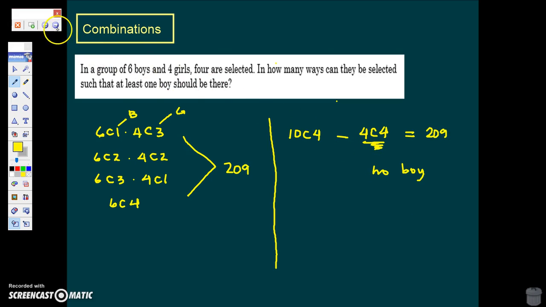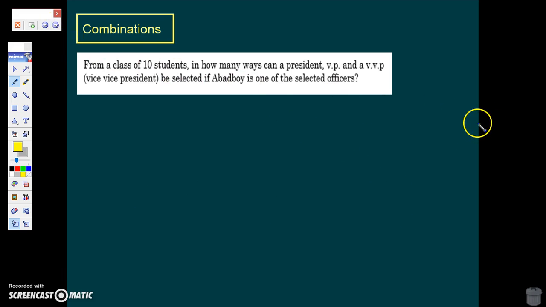So then, now let's have this problem. From a class of 10 students, in how many ways can a president, a vice president, and a VVP, vice president, be selected?